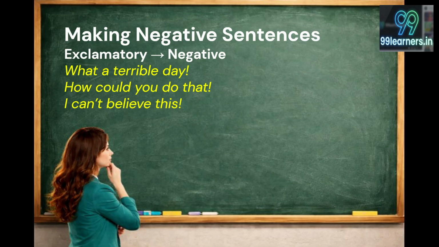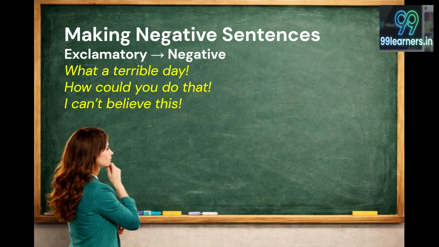Exclamatory to negative. Note: exclamatory negatives express strong negative emotion, often use negative words or contractions and an exclamation mark. Examples: What a terrible day! Negative exclamation. How could you do that? Expresses shock or anger. I can't believe this! Negative emotion using contraction. For exclamatory negatives, tone is key. The words or contractions show the negative emotion.